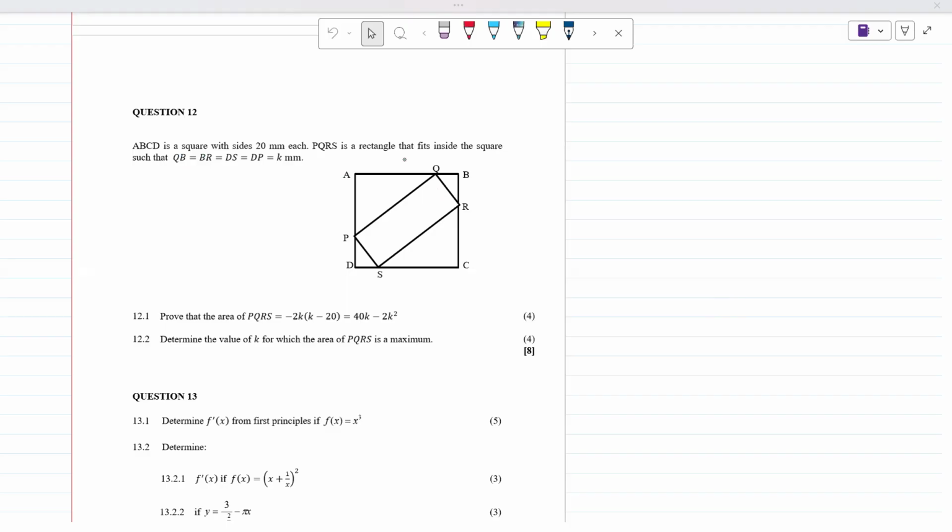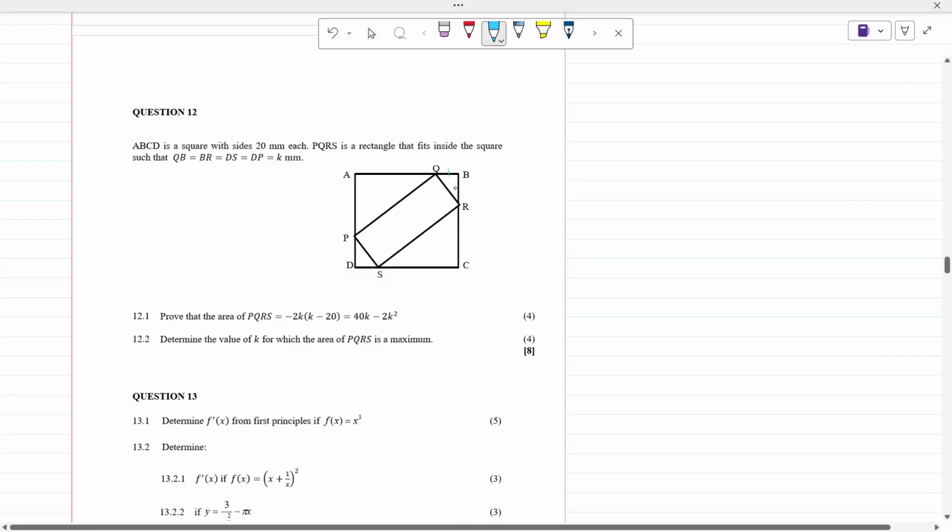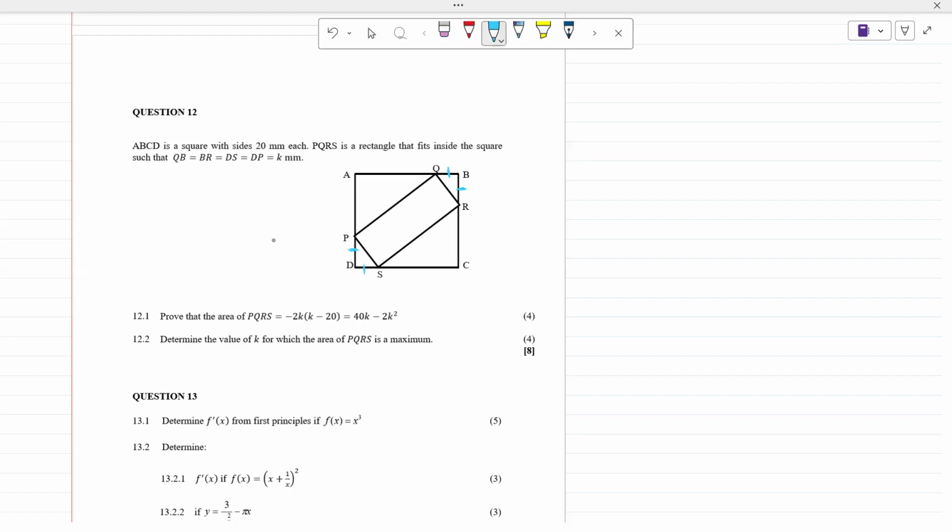PQRS is a rectangle that fits inside the square such that the length of QB is equal to the length of BR, which is equal to the length of DS, which is equal to the length of DP. This is what we have. So QB equals BR, equals DS, equals DP. So it is equal to K.